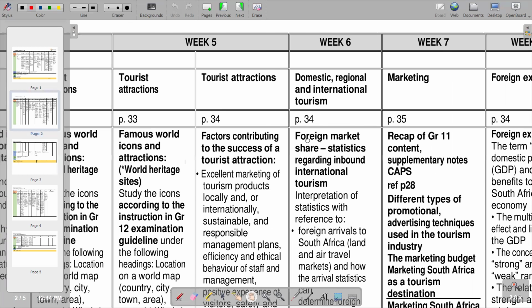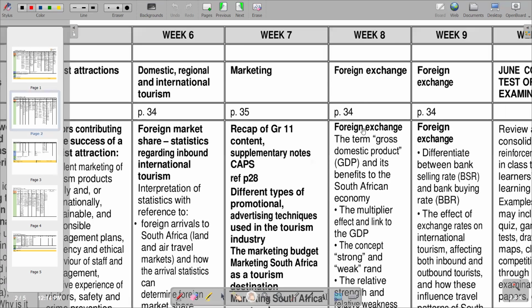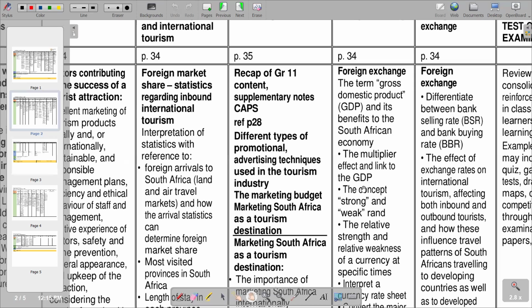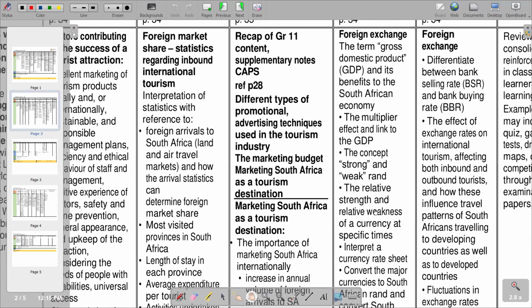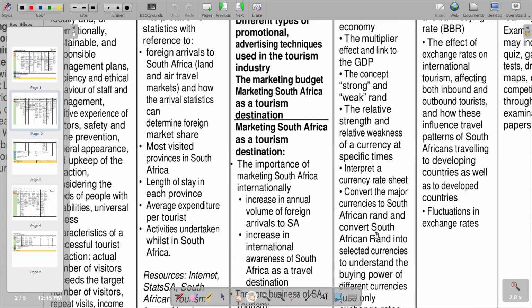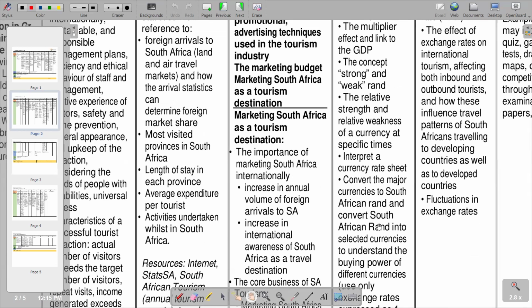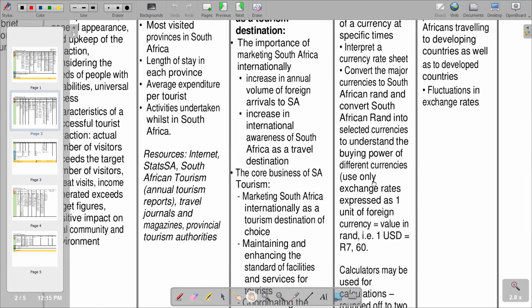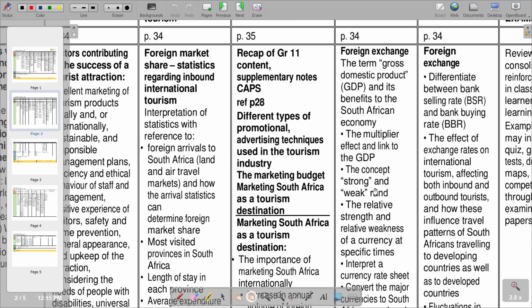So moving on to week 8, which is now on foreign exchange, whereby we are supposed to know the term gross domestic product and its benefits to the South African economy, and the multiplier effect and link to the GDP are also necessary. The concept of strong and weak rand, the relative strength and relative weakness of a currency at specific times, and also we are supposed to be able to interpret a currency rate sheet, convert the major currencies to South African rands, and convert South African rands into selected currencies to understand the buying power of different currencies. So this is the information that we have related to our week 8.